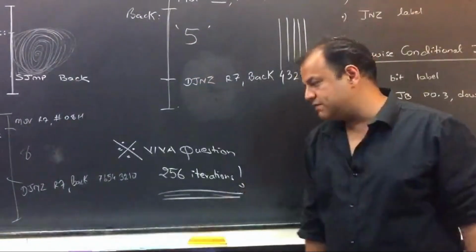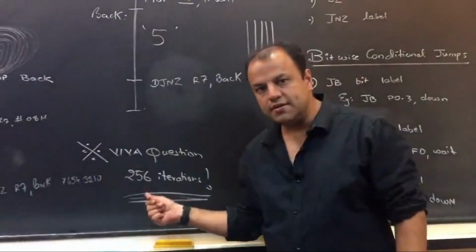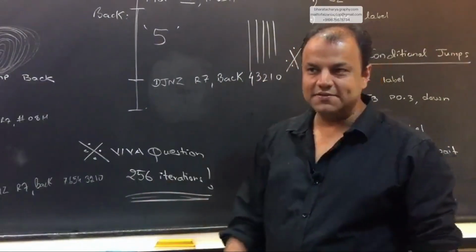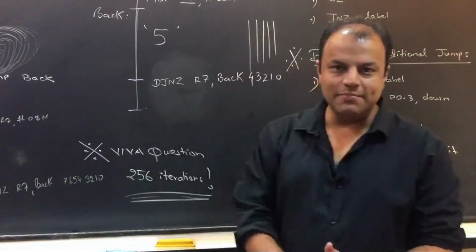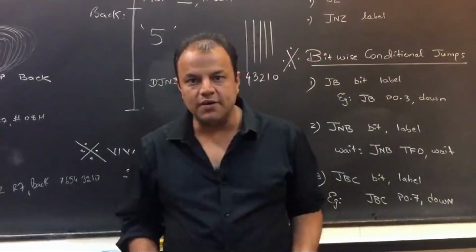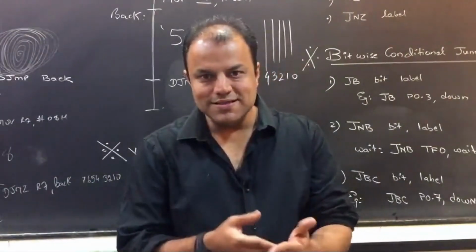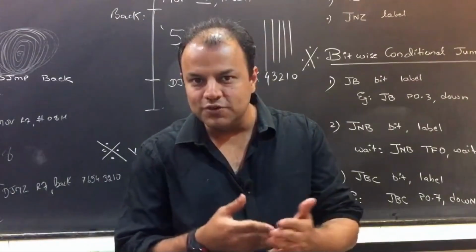So here is your Viva question. How do you generate 256 iterations? There are examiners. I go for Viva. Examiners know there are some questions which very few students can answer.